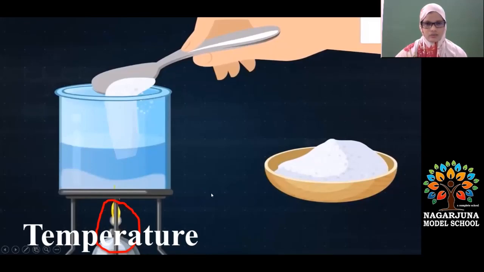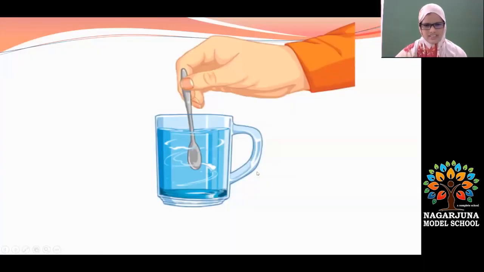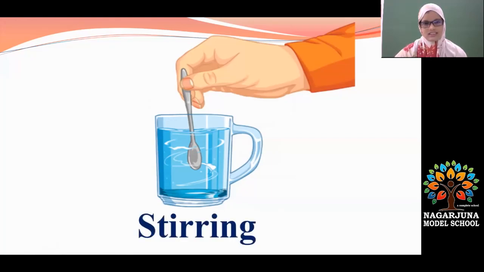Let's check the third one. Oh, what is this? What is he trying to do here? Yes, he just added some salt in this cup of water and he's trying to stir it. What happened when we started stirring? Yes, the salt dissolved fast in water. That means stirring is a third factor which affects the rate of dissolving.